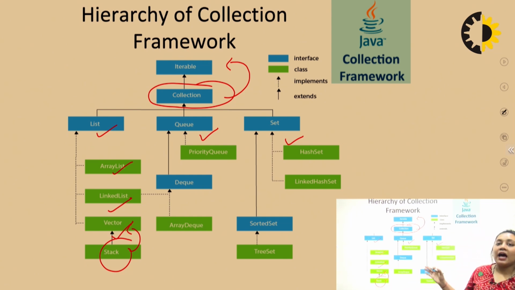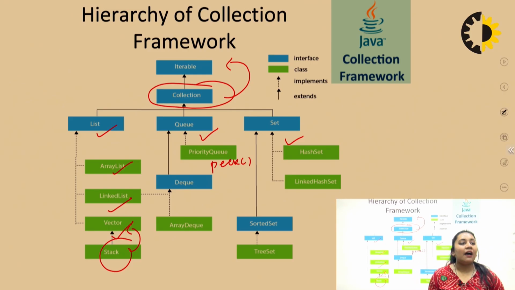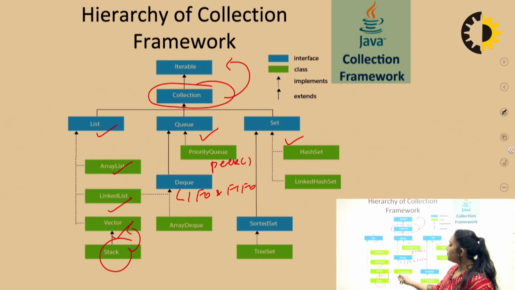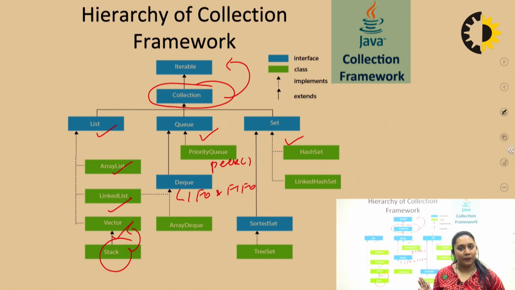Next, we have queue. The queue class is a priority queue where you need to give some priority on the basis of the peek function, right? Peek method. Next, we have the deque, which follows the two operations we already learned in data structures, which are LIFO and FIFO operations, right? Next, the ArrayDeque can also be implemented as a class, which has the deque operations, right?